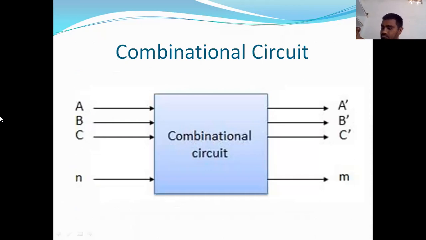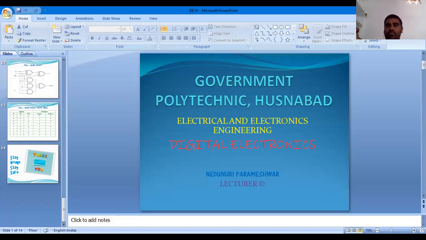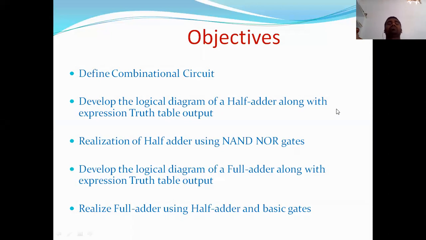So today's objectives are: define combinational circuits; develop the logic diagram of a half adder along with the expression, truth table and output; realization of half adder using NAND and NOR gates; develop the logic diagram of a full adder along with expression, truth table and output; and realization of full adder using half adder and basic gates.